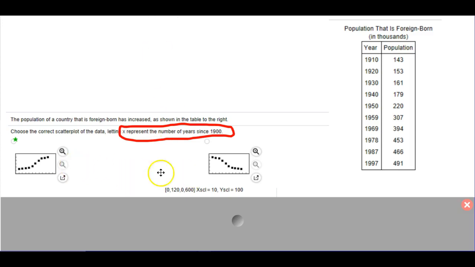Now, at this point, we're not doing anything in the calculator yet. Instead, just look at what the population numbers are doing. Are they increasing or are they decreasing? Well, 143, 153, that's going up, going up, going up, going up. So just by that, not by using the graphing calculator, we can realize that this is what the graph would look like if these are my only two choices. Okay, just by looking at the numbers.